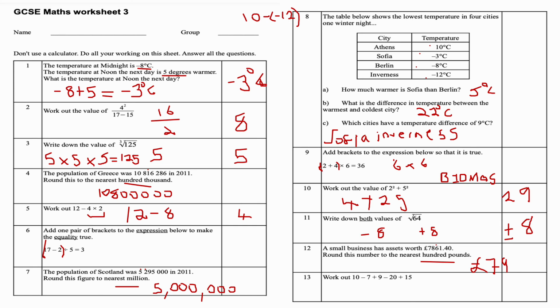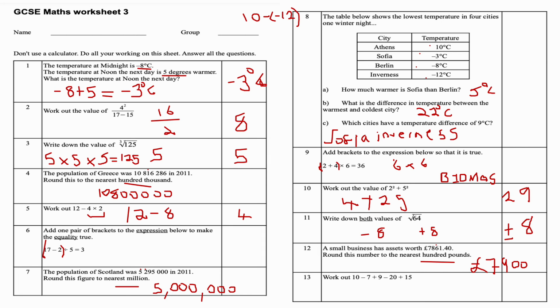Okay, so £7,900. Okay, because if you think about it, £861.40 is closer to 900 than it is to 800. That's why I round up. Okay, so if it's 5 or more, then I round up. Less than 5, I round down.